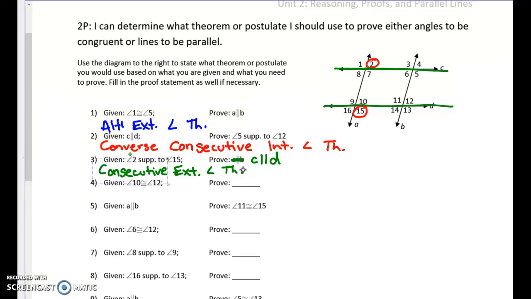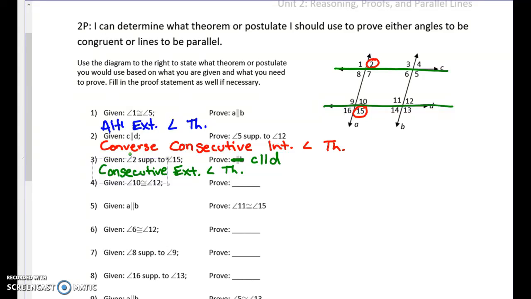Now, why am I not putting the word converse in front of that? Well, I'm not using the word converse because we only use the converses to prove angles to be either supplementary or congruent. We use the regular version to prove lines to be parallel. So let's take a look at number 4.